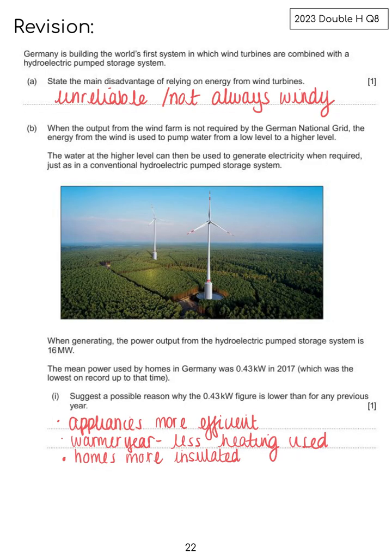The first part of this revision question asks what's the main disadvantage of relying on energy from wind turbines, and that's that they're unreliable because it's not always windy. Part B is talking about a wind farm in Germany. It's saying that the mean power used by homes in Germany was 0.43 kilowatts in 2017, which is the lowest on record, and you need to suggest why that is. And that could be because we have more efficient appliances, it could have been a warmer year than usual, so less heating was used, or you could suggest that the homes were more insulated than previously. All of these would lead to you using less energy than the year before.